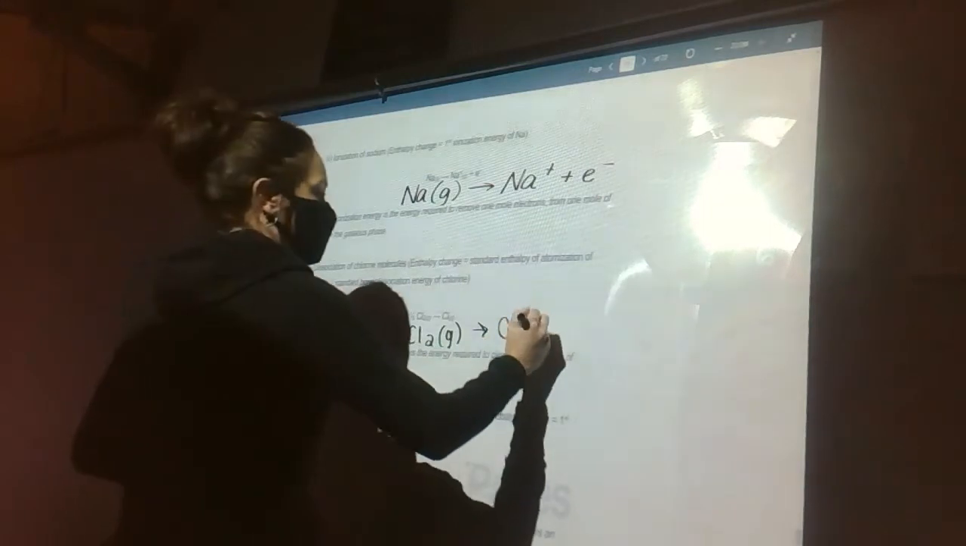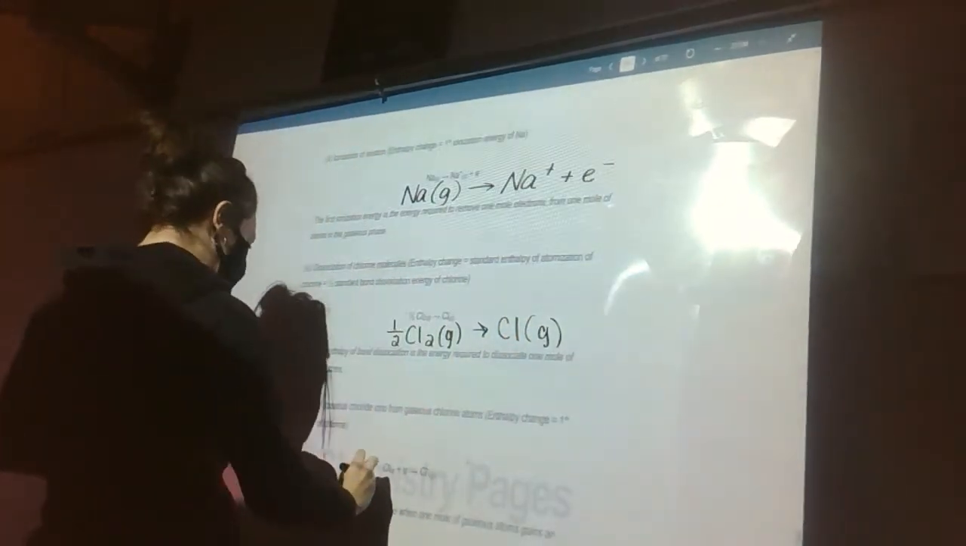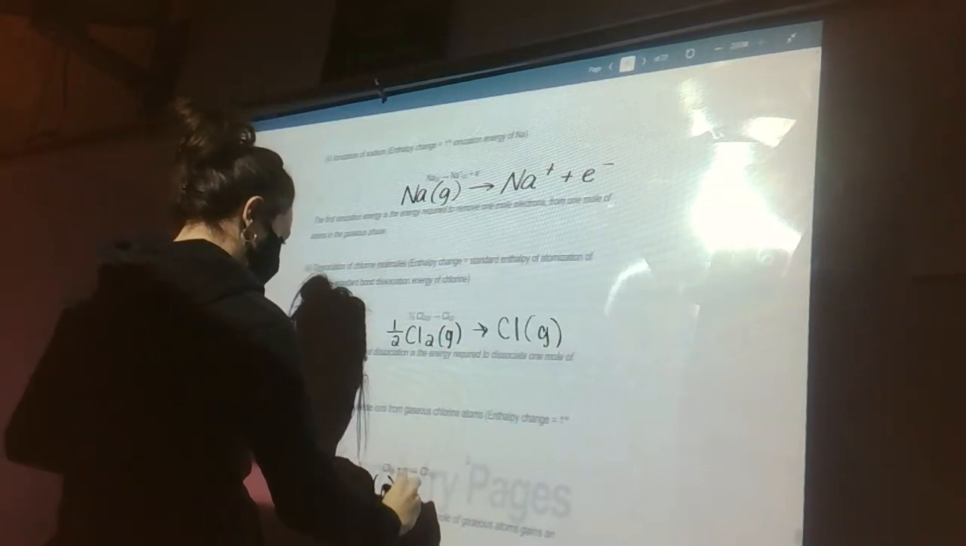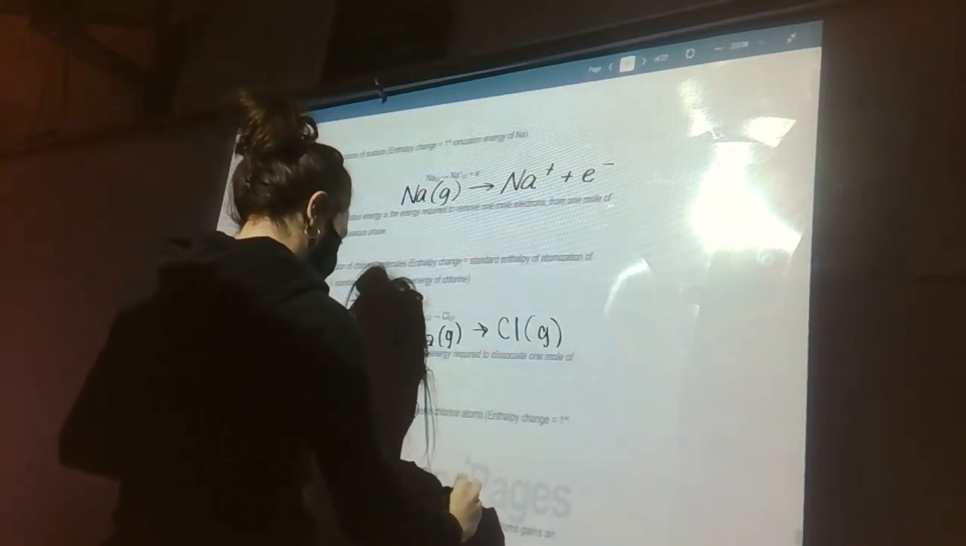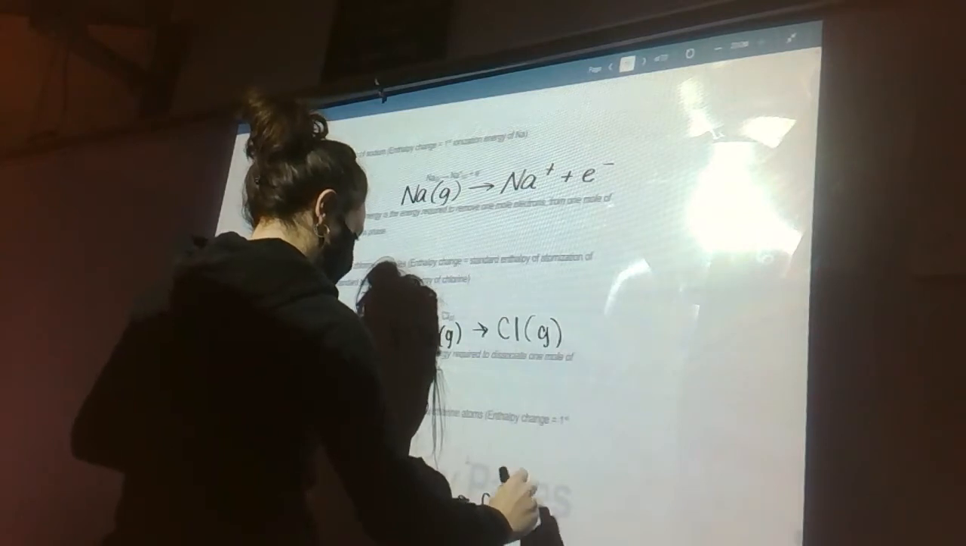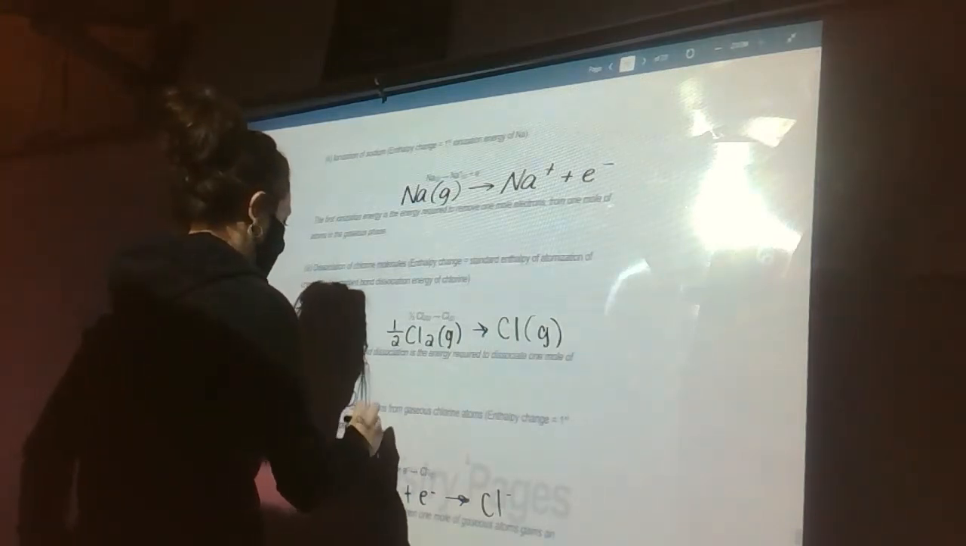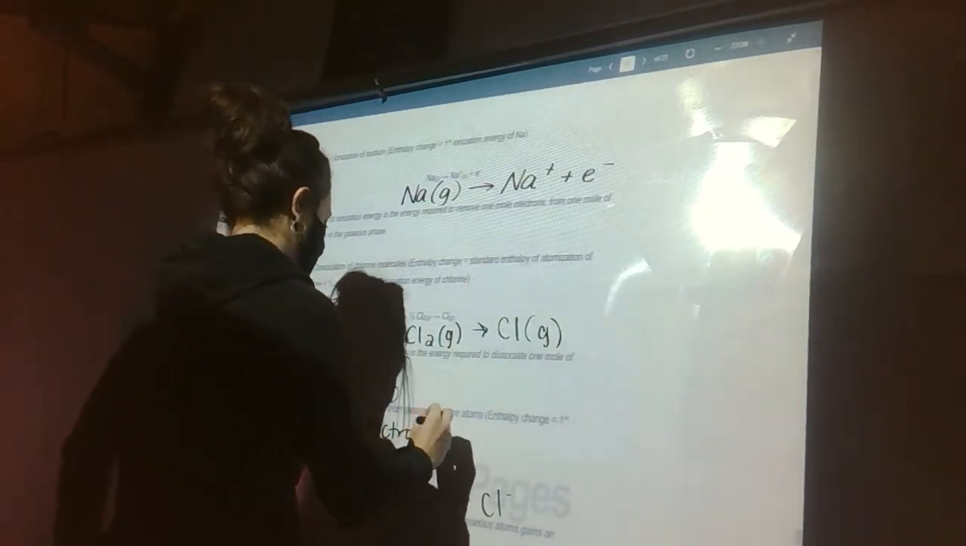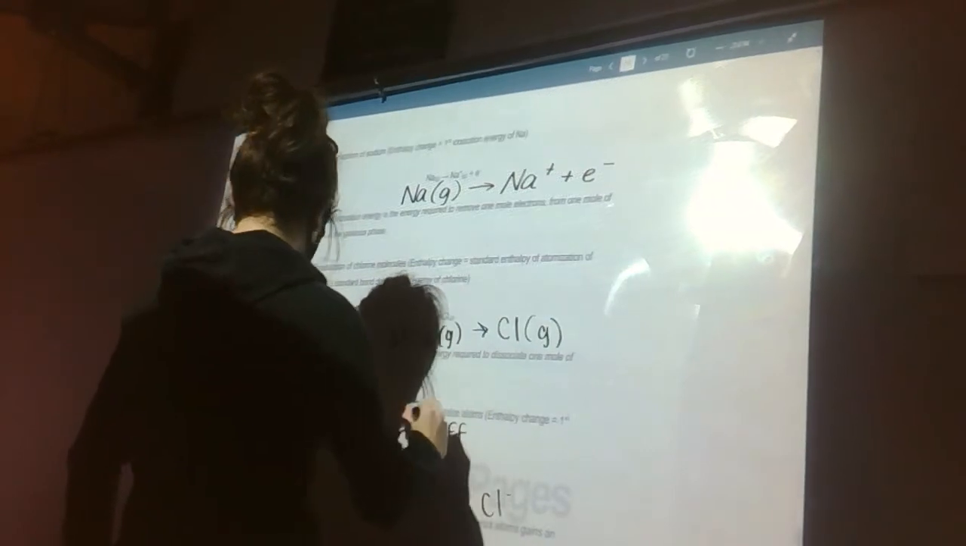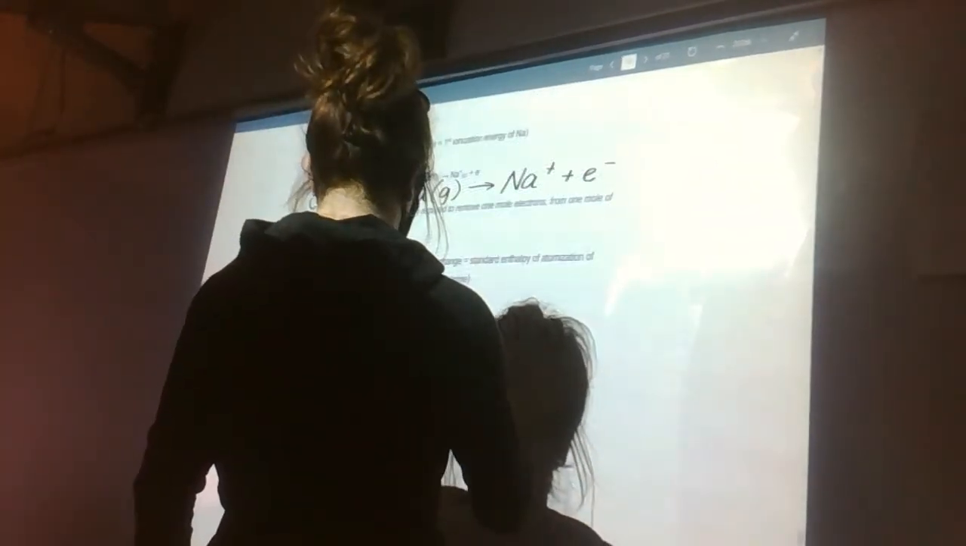This is still gas. Once we have our gaseous chlorine, we have to ionize it. The opposite of removing an electron, this is adding an electron. This is electron affinity. We haven't really talked a lot about that. You said adding an electron. Mm-hmm. Electron affinity.